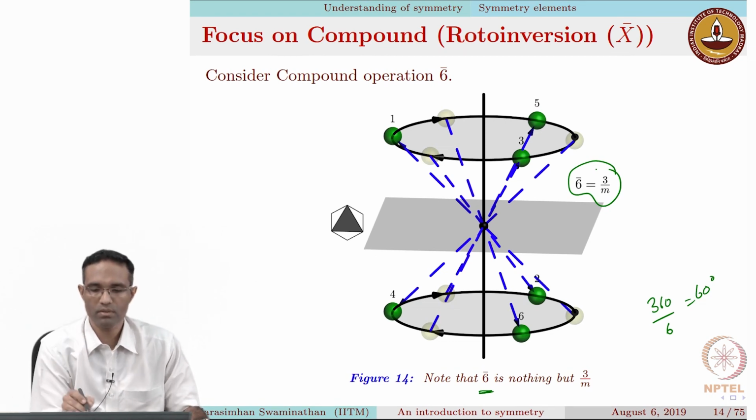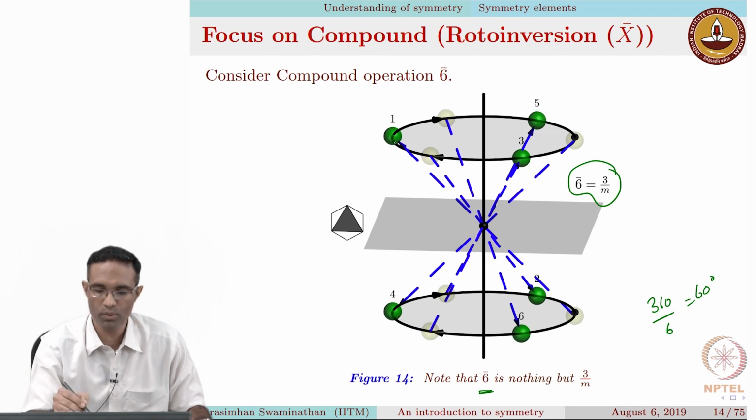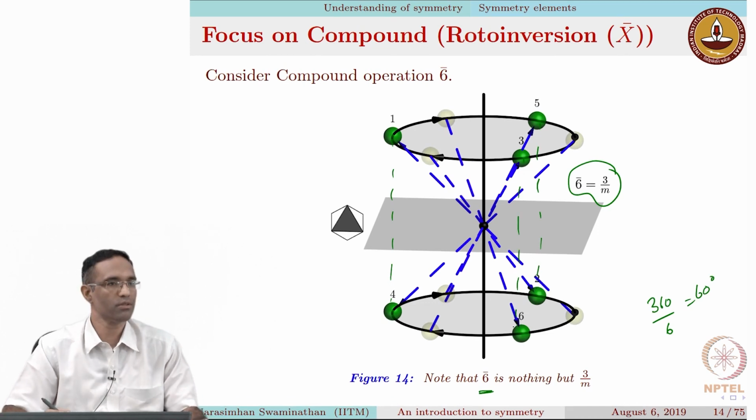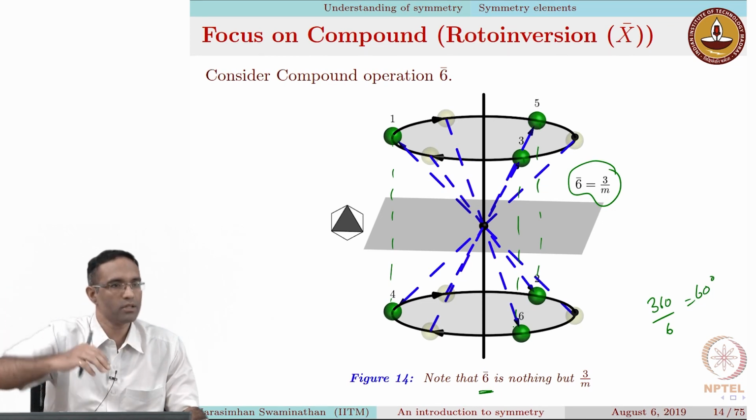a 3-fold rotation and a mirror plane, right? A 3-fold rotation and a mirror plane that is perpendicular to it. If you look at this entire molecule, atom 1 is reflected, atom 5 is reflected here, and atom 3 is reflected here. So you have both a 3-fold rotation and a mirror plane that is perpendicular to it.